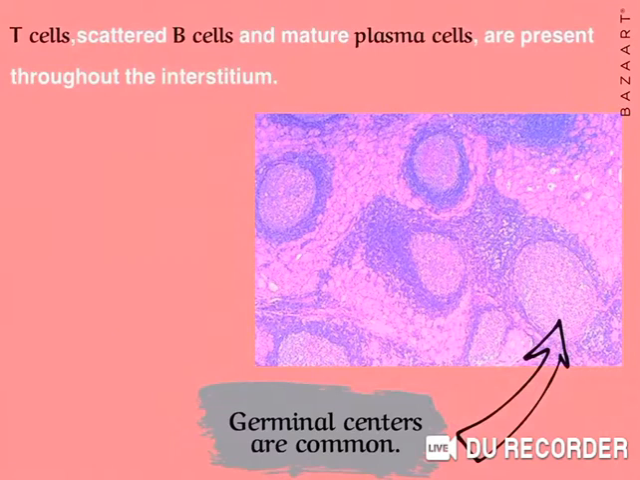Also under the microscope we can see T cells, B cells, and plasma cells in the interstitium. And also germinal centers are common.